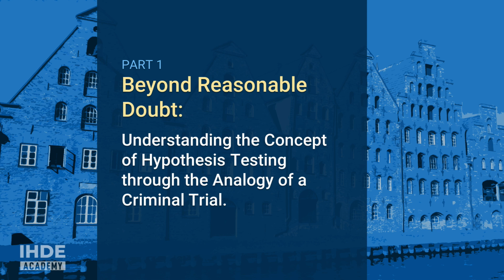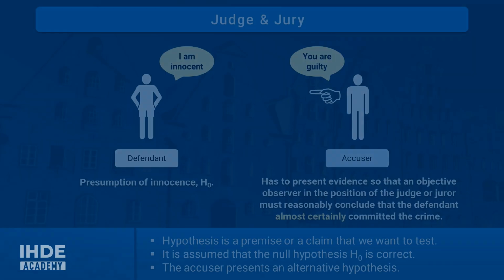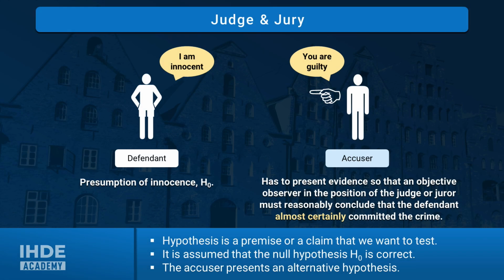Beyond reasonable doubt. Let's start with the concept of hypothesis testing using a criminal trial to explain type 1 and type 2 errors. As I said, this is just a quick recap of one of the other lessons. Feel free to jump to the next chapter if this is already known.